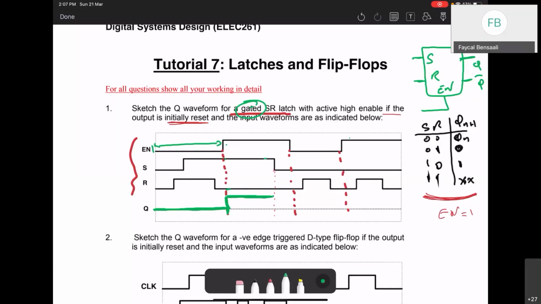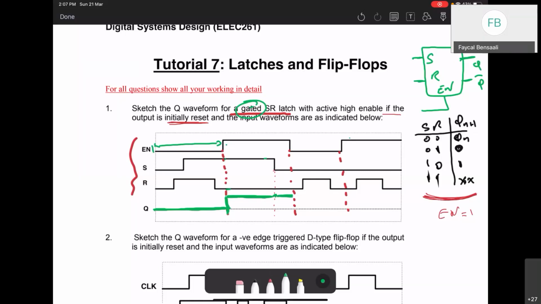Now we have 0, 0. At this time here, En is still 1, which is fine. So we can consider S and R. S is 0 and R is 0. What does it mean? It means no change. So again, it stays 1 because it says no change for this time.